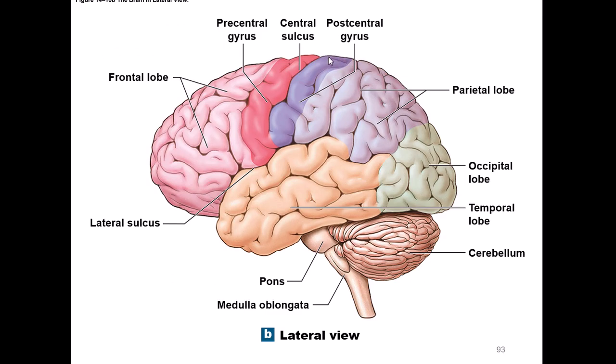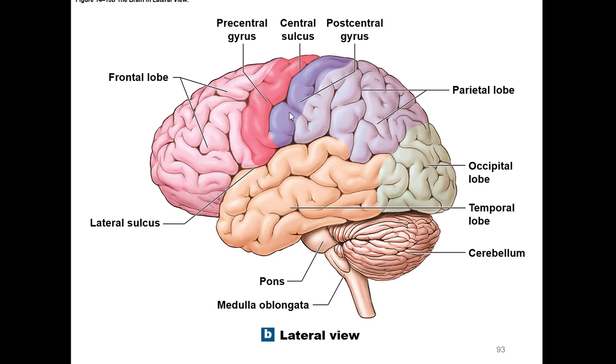On the posterior side, right after the central sulcus, there is another gyrus right here. This is in the darker blue. This is known as the postcentral gyrus. Now, this is more of a sensory gyrus. All the sensations that are coming from your body ultimately end up over here.